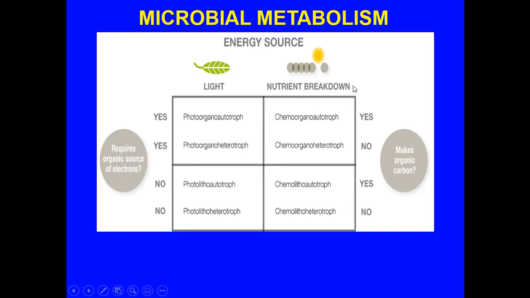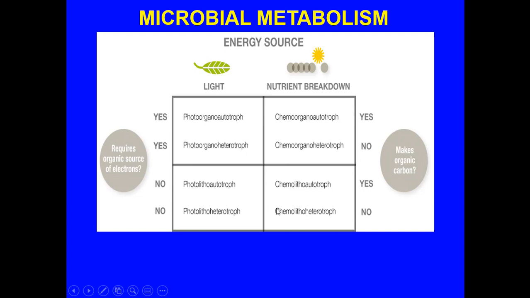When we talk about nutrient breakdown, do we make organic carbon? Well, okay. A chemo-organo-autotroph: I make my own food. I basically make the organic carbon, so I'm doing carbon fixation. A chemo-organo-heterotroph: I have to get my energy from other sources, and this may include getting my carbon from other sources. I can't make organic carbon myself. That's the bottom line here.